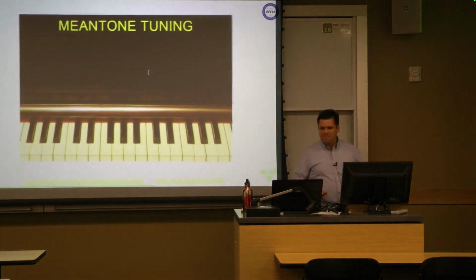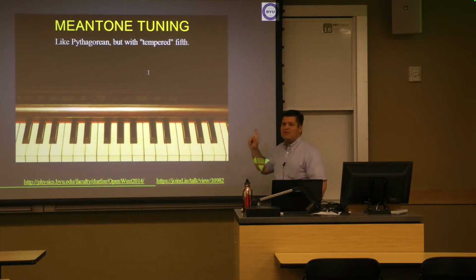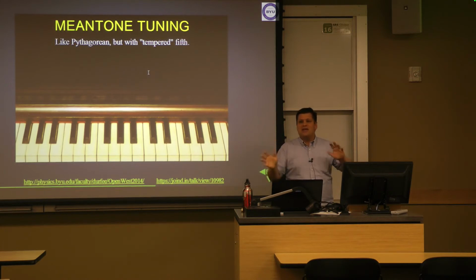All right? Okay. When Bach was alive, people didn't really use Pythagorean tuning as much as another type of tuning known as mean tone tuning. But mean tone tuning is basically Pythagorean tuning, except we temper the fifth. We start with the fifth, and I say, I'm going to tune it up or down a little bit, and introduce a little bit of beats to try and make other things sound better.